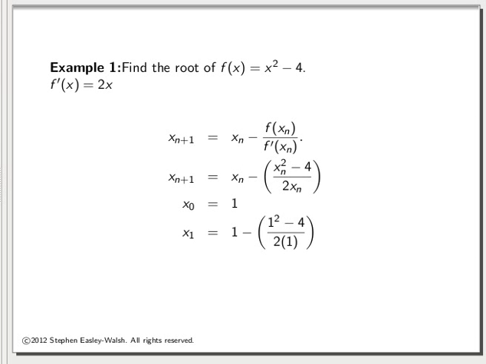Okay, so my first guess is 1, and then I calculate my next guess using this formula. 1 squared is 1, minus 4, so minus 3, over 2, minus 3 over 2, which is minus 1.5, but there's a minus in the front. So plus 1.5, 1 plus 1.5, 2.5.